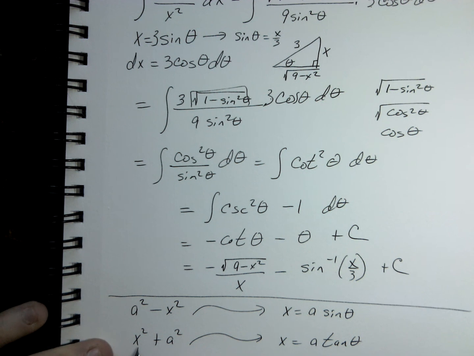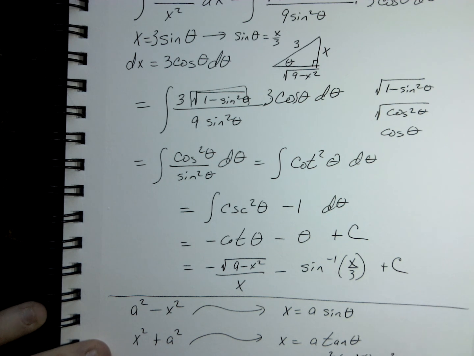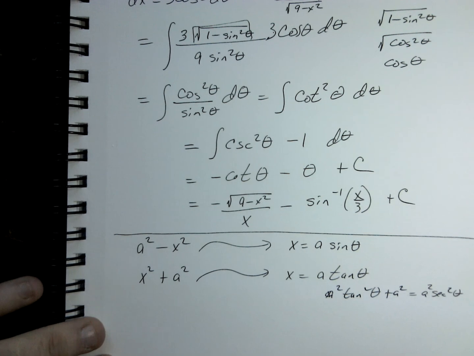Because when I put it in here, I'll get a squared tan squared plus a squared. So when I do the simplification, I'll have a squared tan squared theta plus a squared, which will simplify to a squared secant squared theta. Oop, off the page again.